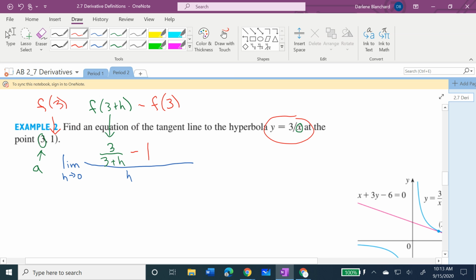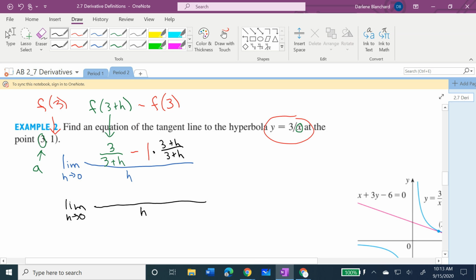The first part of you finding the answer to example 2 is just setting up this limit that will find your slope. Next step, solve the limit. I need my common denominator. You have to keep writing limit. You may not want to, but you're going to. Again, it's a rite of passage for all calculus students.